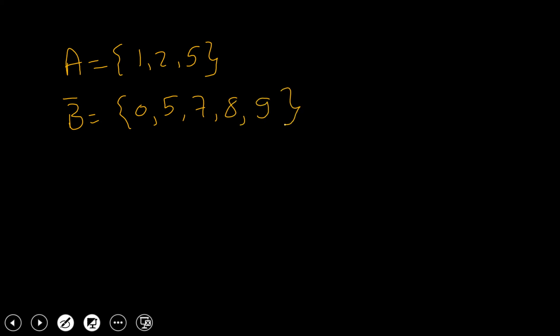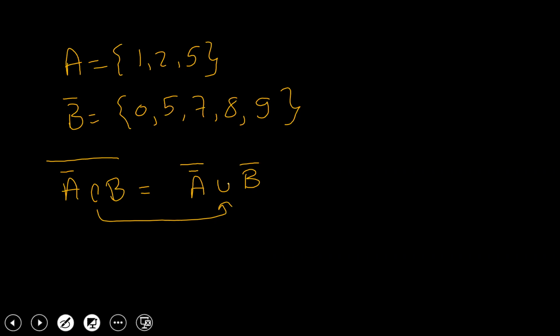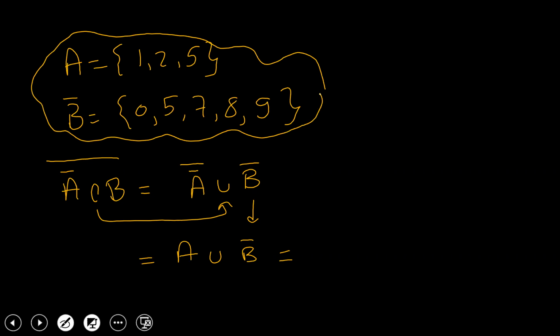This is B bar. What was required of me? I was asked to find the complement of A intersection B. I distributed the bar over them, giving A bar and B bar, and we flipped the intersection into a union. Now we get A double bar, which is A, union B bar, which we kept as it is. Now what does A union B bar give me? I want the union of these two sets. This means list all the elements found in these two sets: 0 1 2 5 7 8 9. Okay.